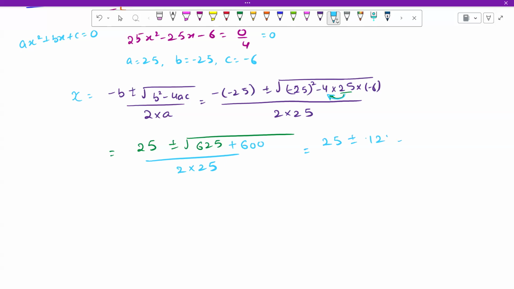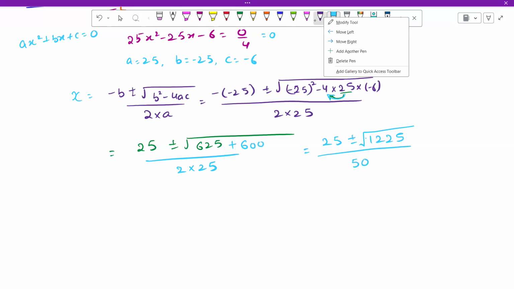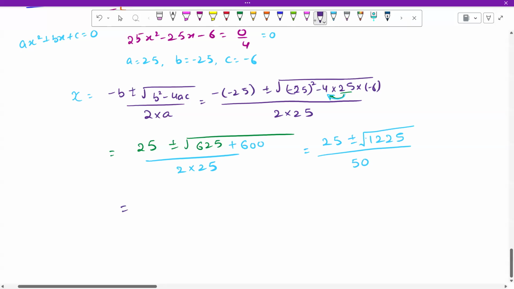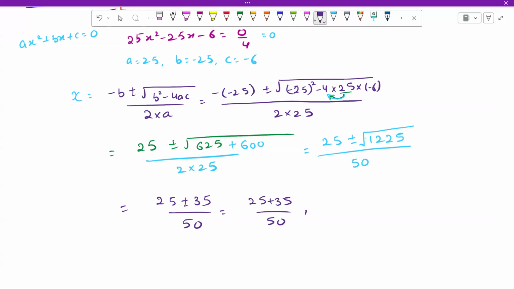Okay, so this becomes 1225. So root of that is 35, right? Yes, very good. That's 35. So 25 plus minus 35 over 50. Now we can say here 25 plus 35 over 50, so one of the answers would be 1 and 1/5. And the other answer would be negative 1/5.